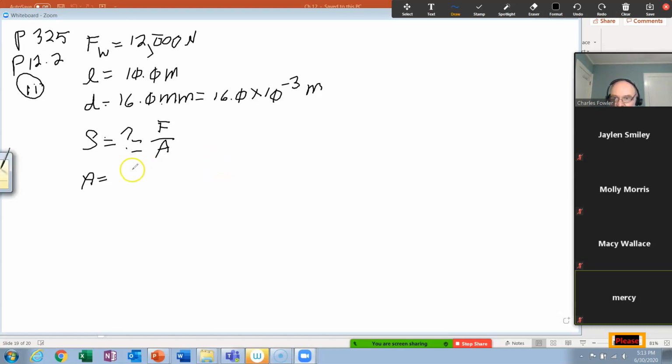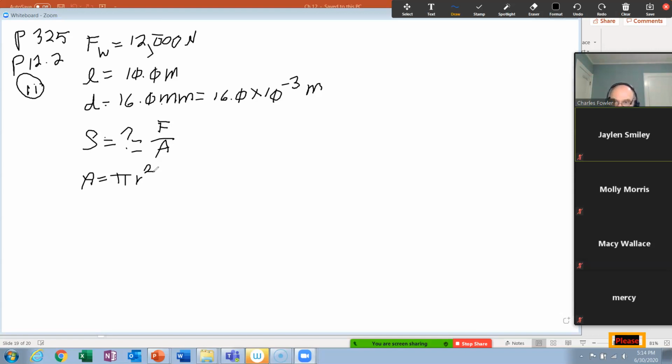I'm so used to writing with my finger, I started trying to do that on the screen. So this is pi r squared. Now, tell me right now, do you prefer my stylus on this new device, or do you want me writing with my finger? What do you see better? Is this better or worse? You can see the writing better? Good. Okay. So pi r squared is the area of your wire.